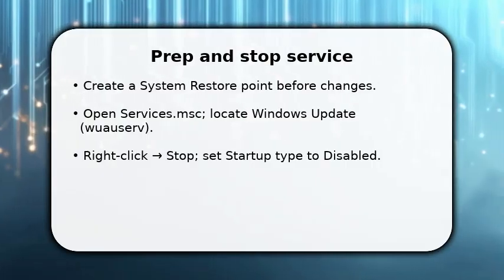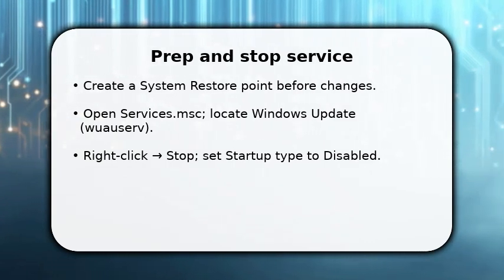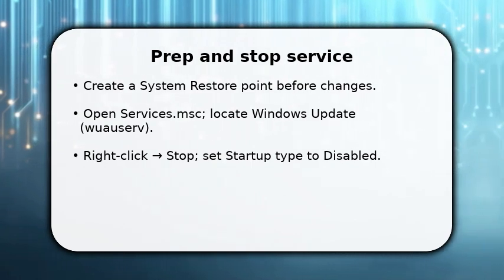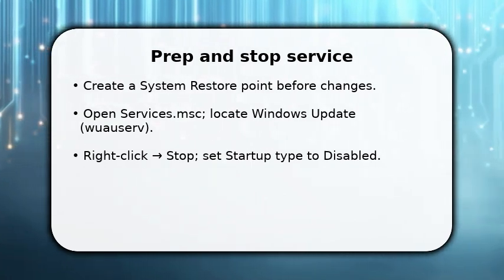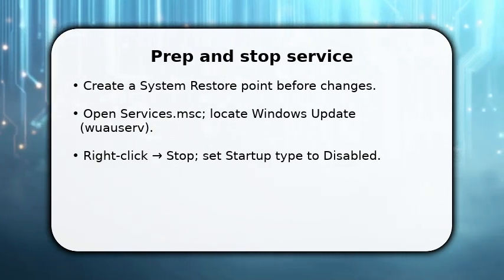You start by protecting the system. Create a system restore point so you can undo changes if needed. Once done, press Windows plus R, type services.msc, and press Enter. Find Windows Update, right-click and stop the service immediately.